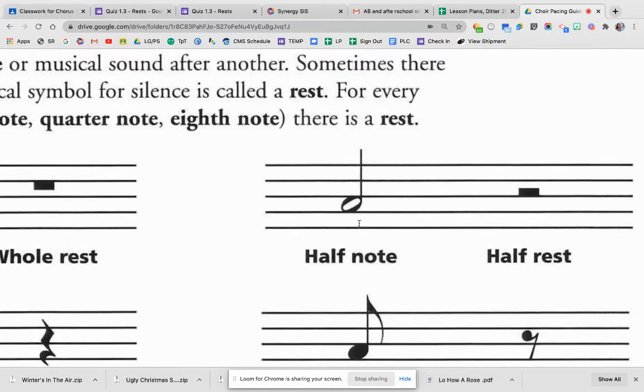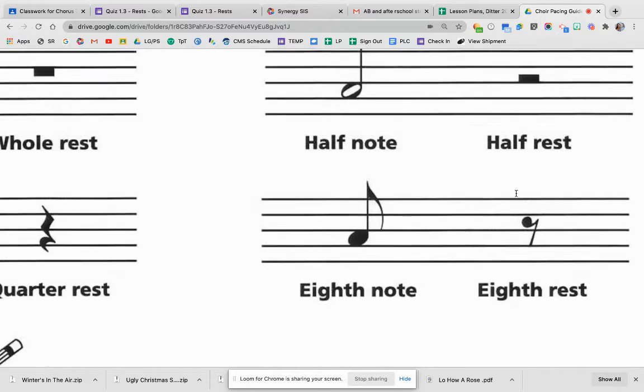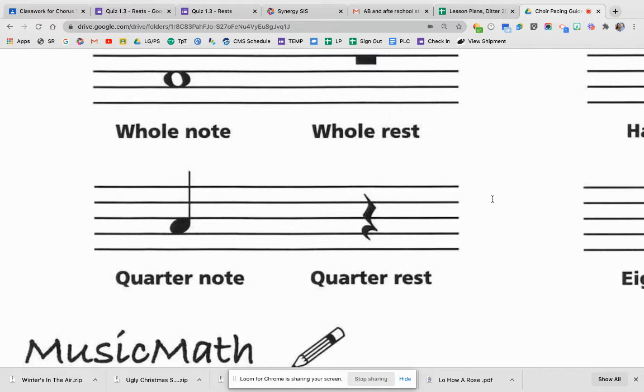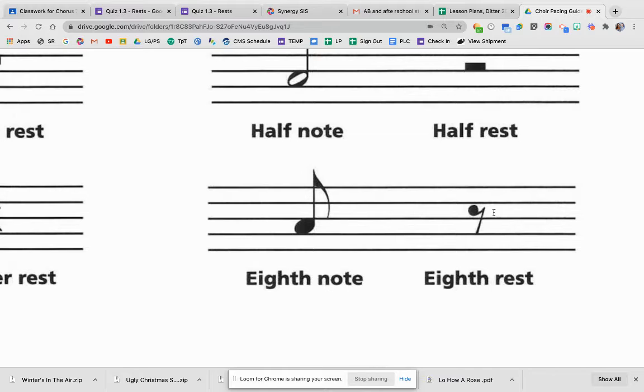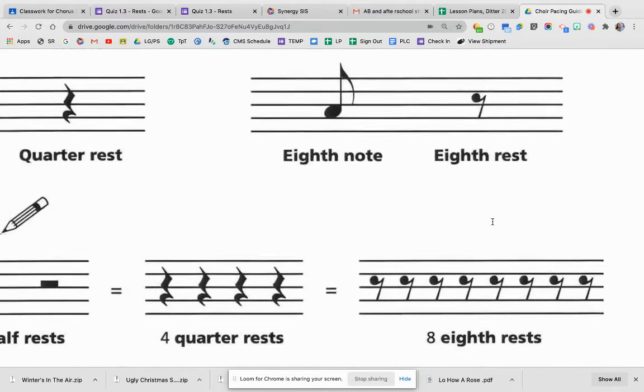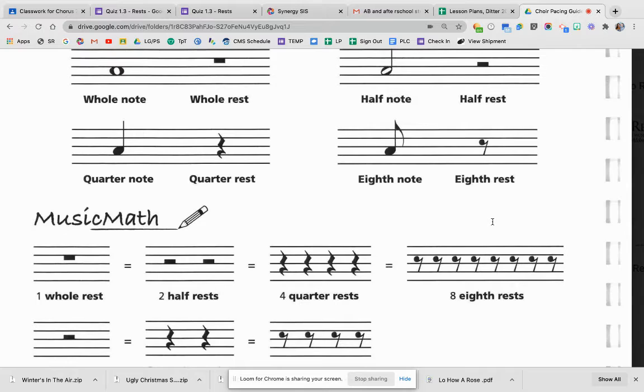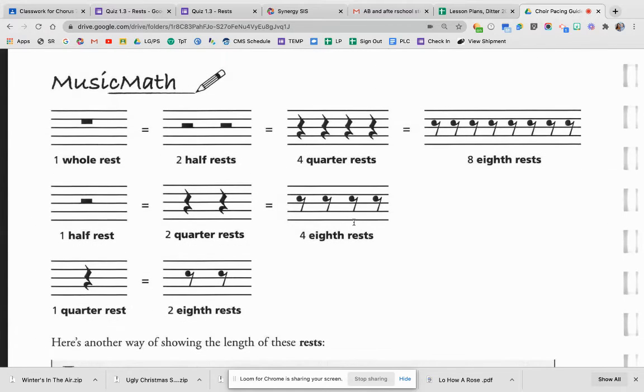Here's the half note and the half rest. Here is the quarter note next to the quarter rest, and next to that, eighth note followed by eighth rest. You can see that just like we did some math with our music notes, there's music math with the rests as well. One whole rest is equal to 2 half rests. One whole rest is also equal to 4 quarter rests. One whole rest is also equal to 8 eighth rests.